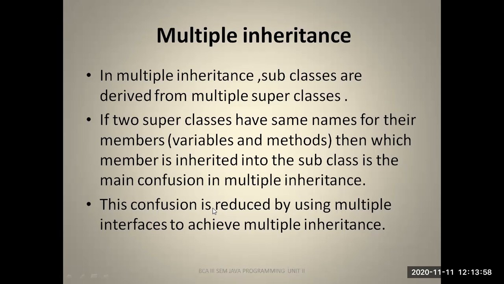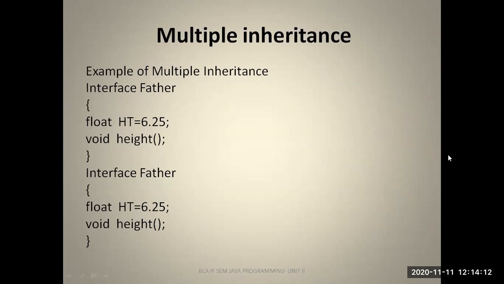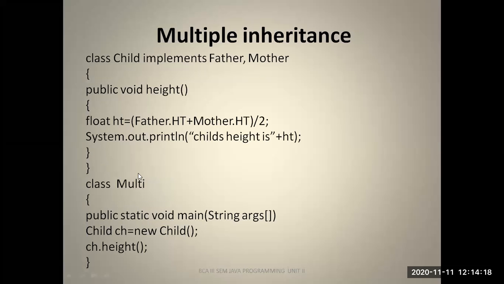So to reduce this confusion, we use multiple interfaces. Multiple interfaces will be used to achieve multiple inheritance. Let us see an example of it. We have an interface called father.